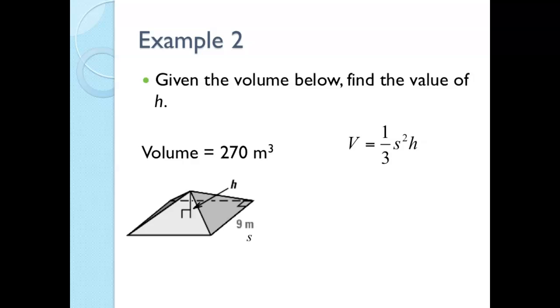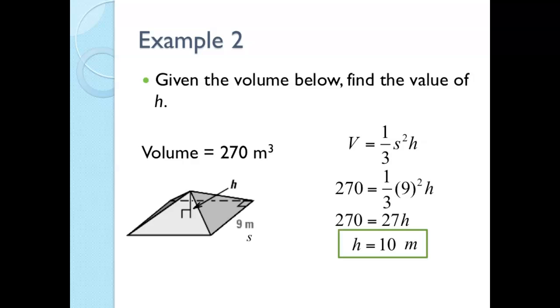So let's put everything we know into the equation. So this is 270 equals 1/3 times 9 squared times h. Now 1/3 times 9 squared is equal to 27. Divide both sides by 27 and we get that h is equal to 10. And in this case, h represents the height, so this is going to be 10 meters.